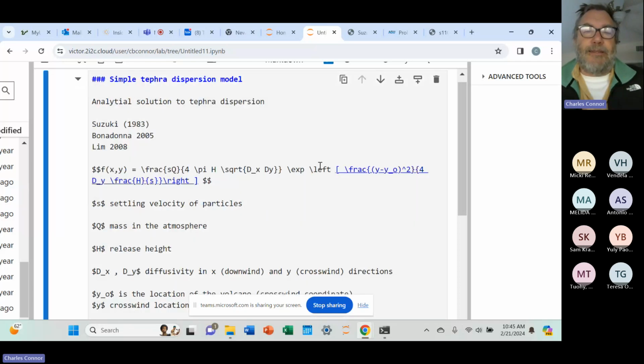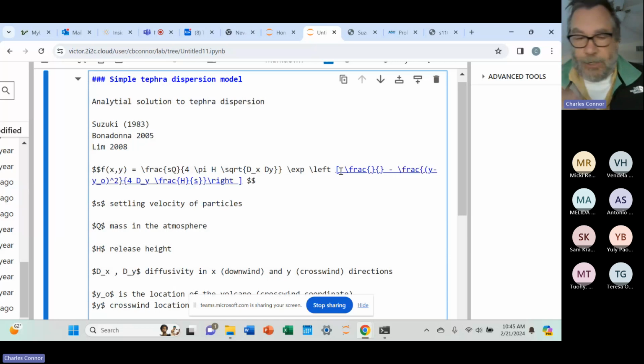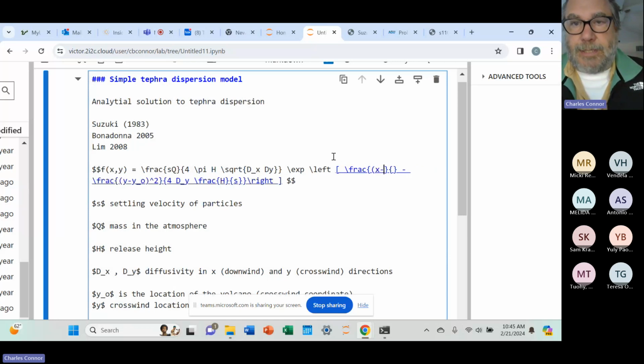Now let's add the dispersion in the downwind direction. And to do that, I'm going to make another fraction up here. And that's going to be minus the y direction, which I'll get into in a second. And in the numerator here, it's going to be x, the position of my volcano, minus x naught.